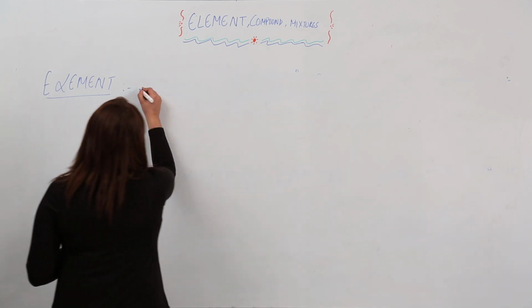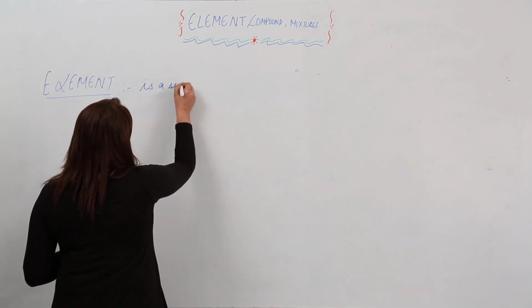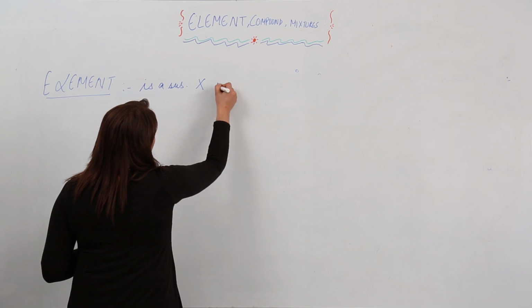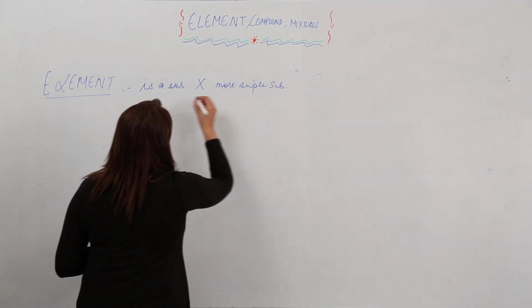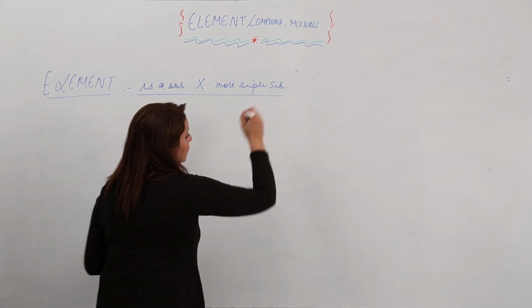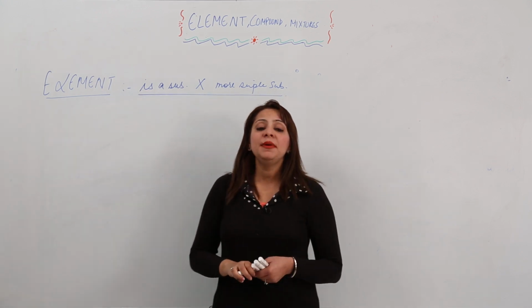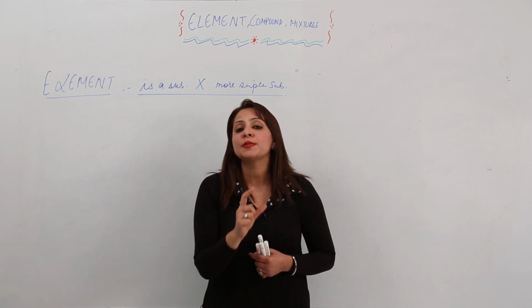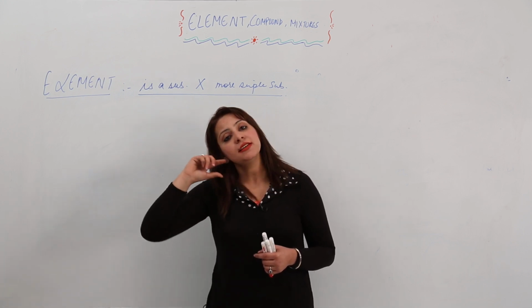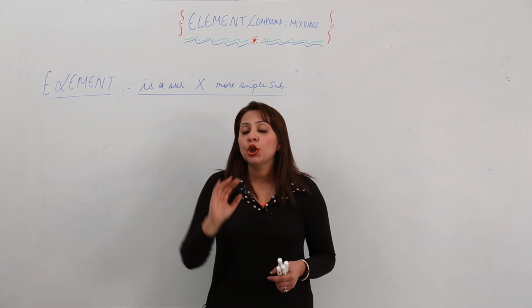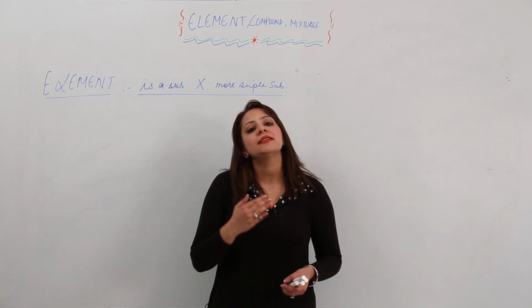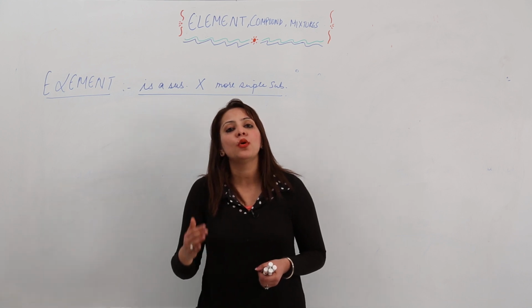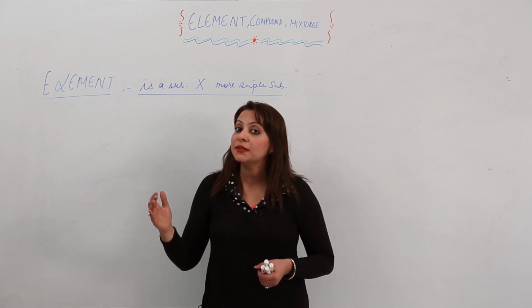So element is a substance that can't be broken down into more simple substances. First of all, you should be familiar with this term. That means element is a kind of substance which is in the simplest form. You cannot make a simpler form out of it. So element is a substance which can't be broken down into more simple substances.